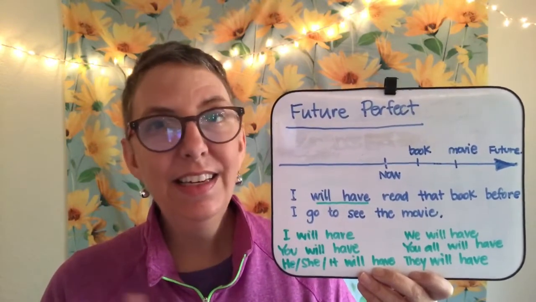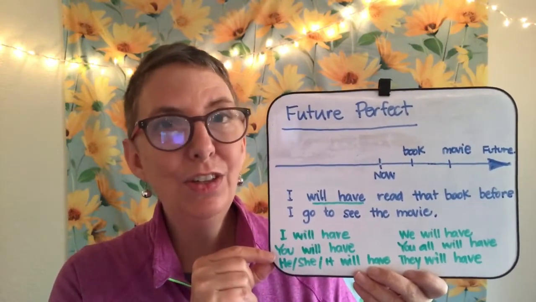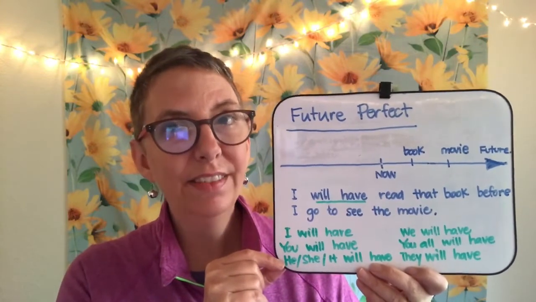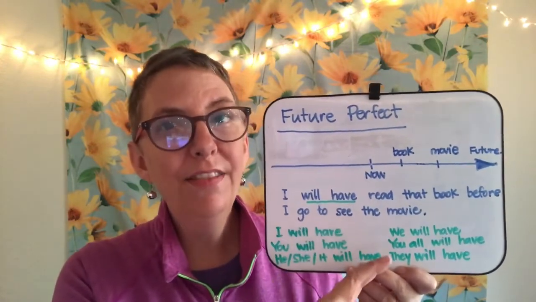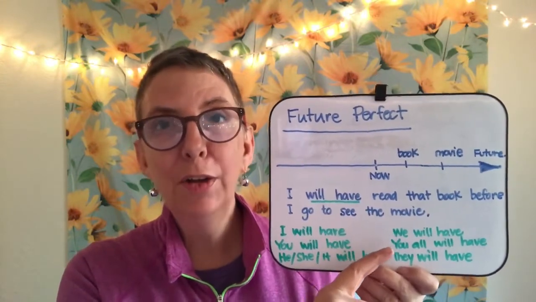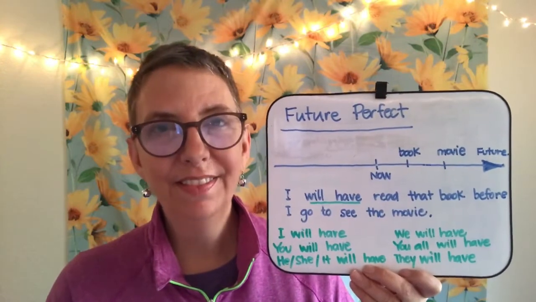But in this tense, it's the same each time. I will have, you will have, he, she, or it will have, we will have, you all, y'all, or you guys will have, and they will have. Another thing I'd like to tell you about the future perfect tense is that it's not real common. We don't use it a lot.